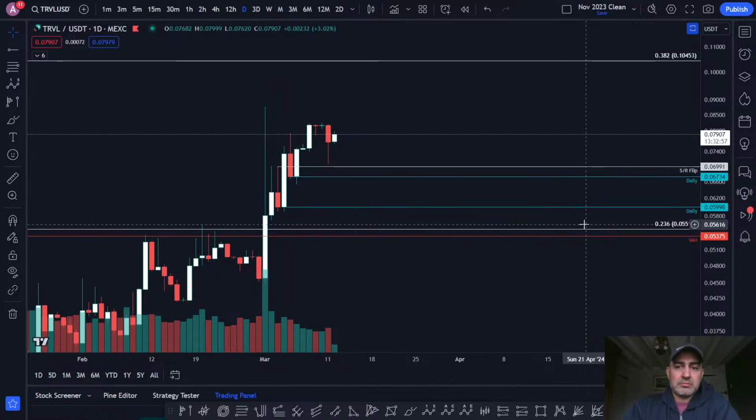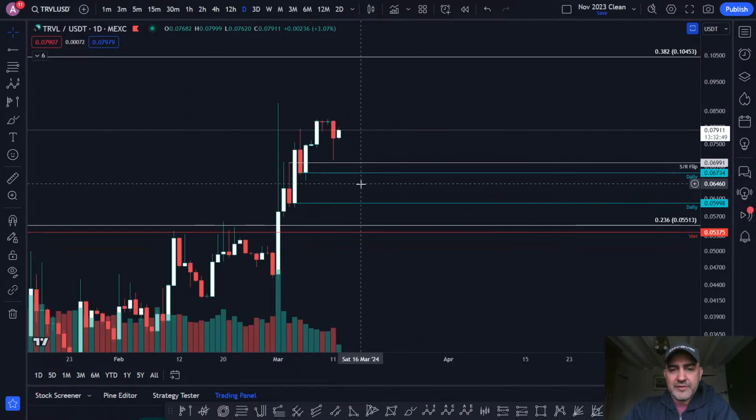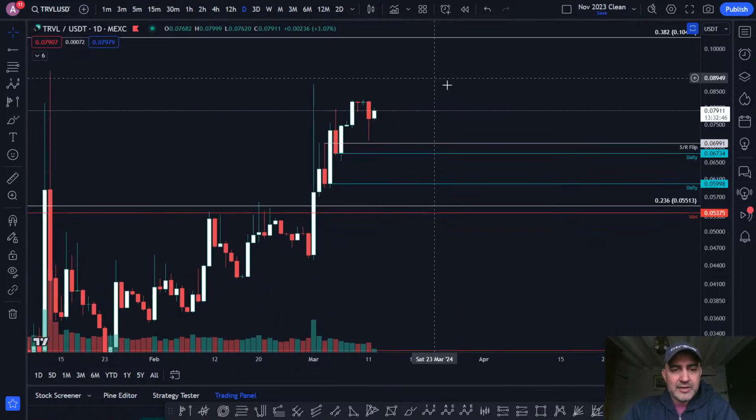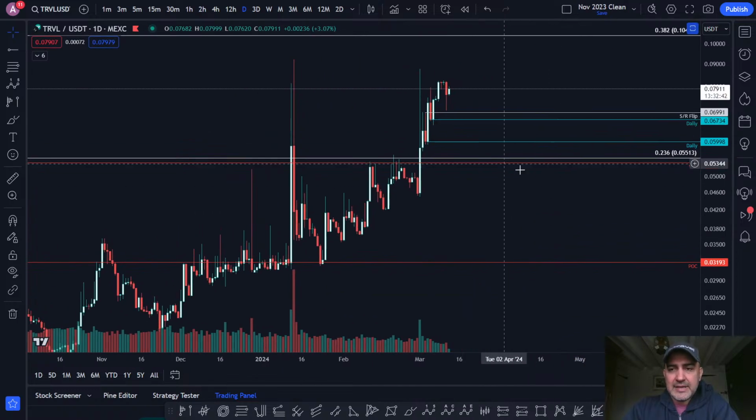Am I selling? No. Okay, can I sell? Of course, anyone can sell, but I'm not selling, because I'm thinking higher. And so these are the levels of interest, and that's it. I'm not really going to go into much depth because I think it's pretty straightforward. These are the levels of interest.